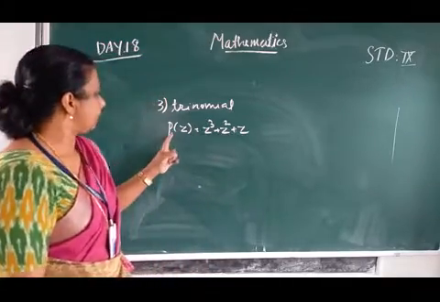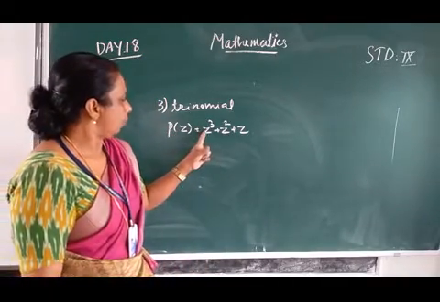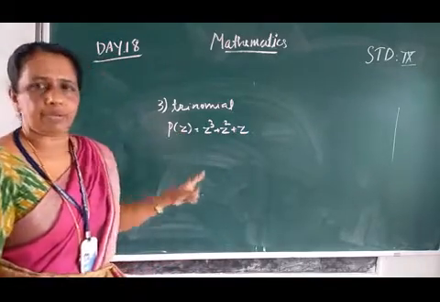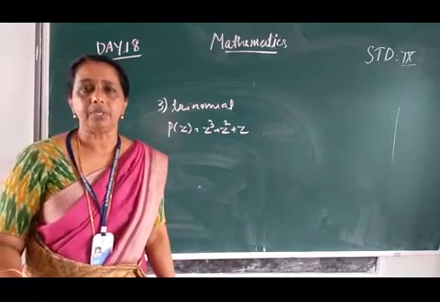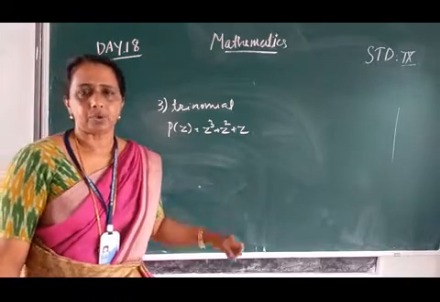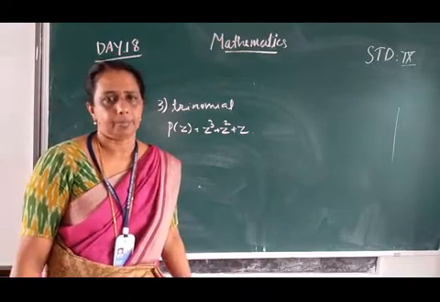Here p of z is equal to z cube plus z square plus z. This is a polynomial in the variable z and has three terms. The terms are z cube, z square and z.